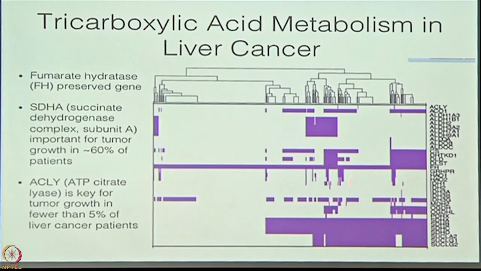Then we looked at these, all liver cancer patients, and I am looking at elements of tricarboxylic acid metabolism. I want to tell you that FH, or fumarate hydratase, was found in all liver cancer tumors. ACLY, right there on the top, see those small bars there? It was found in less than 5% of liver cancer patients. And finally, succinate dehydrogenase complex subunit A was found in 60%. The point I'm trying to make is that there is sufficient difference among cancers of the same type, which underscores the need for a personalized model.